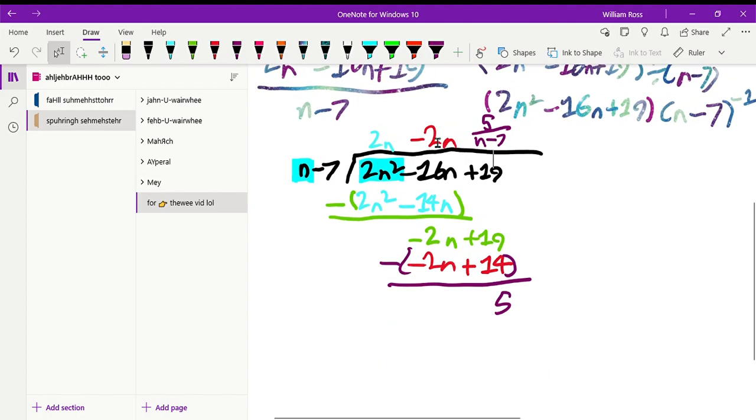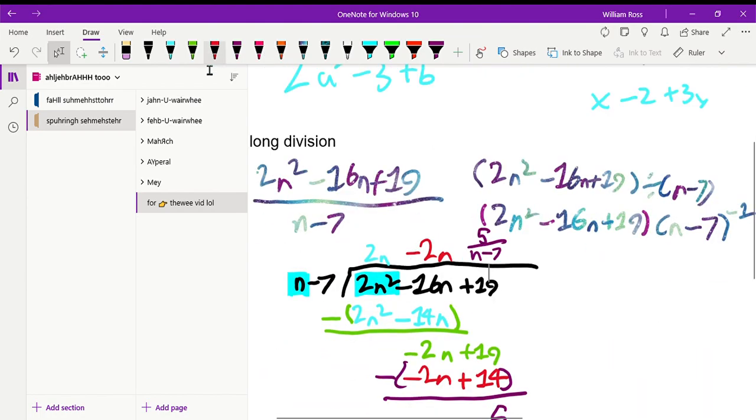So now your final answer would be, let me choose pink. I said pink. There. So final answer would be 2n minus 2. This would be 2n, not minus 2, my bad. Minus 2 plus 5 over n minus 7. And there you go.